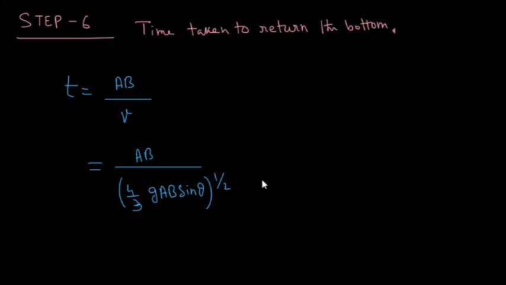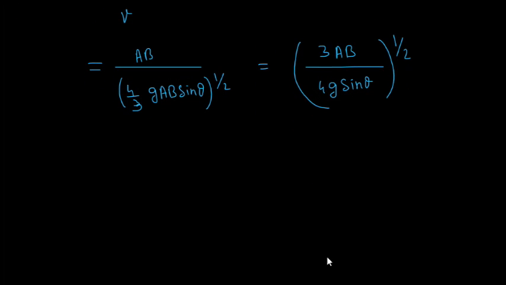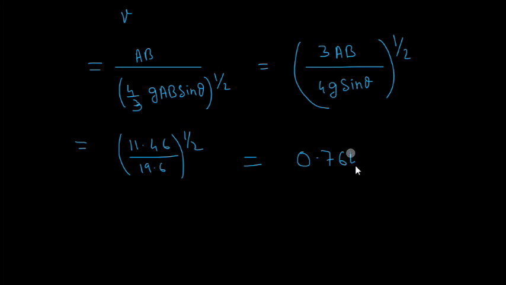Now upon solving we get 3 AB upon 4 g sine theta, whole to the power half. Now put the values. Now all the values are known to us. Put the values of AB, g, theta. Upon solving we get 4.6 upon 19.6, to the power half, which is equal to 0.764 seconds.